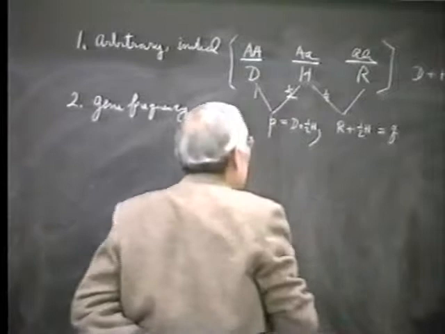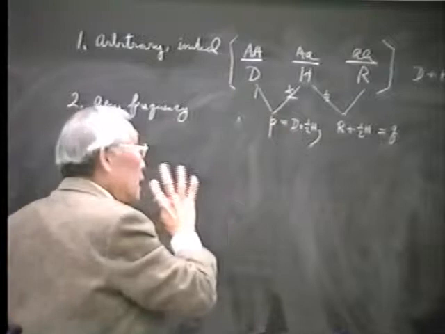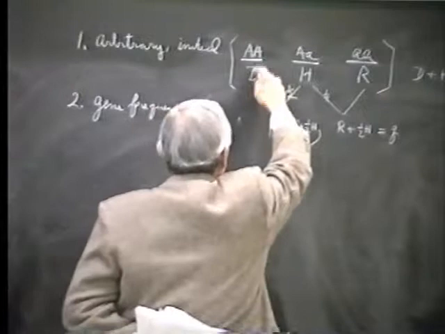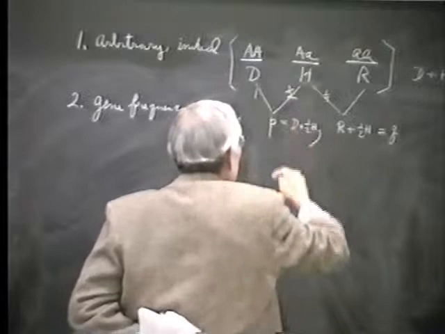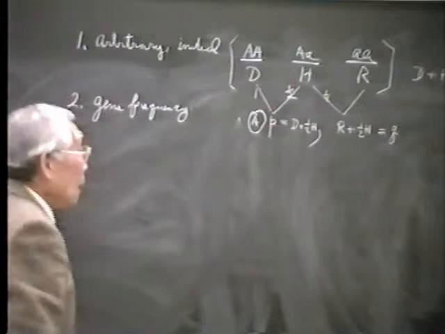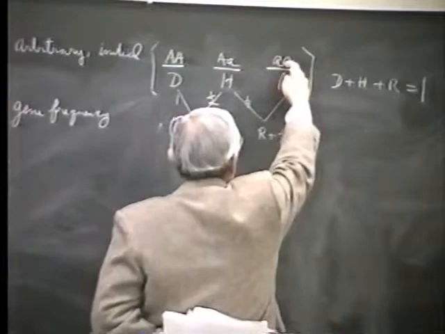But if you count the number of genes, not the genotype, the gene, all of D has the capital A gene, and only half of H has capital A, so this is the capital A gene. This is the same thing. All of R has a small a, but half of H has a small a, so this is small a.